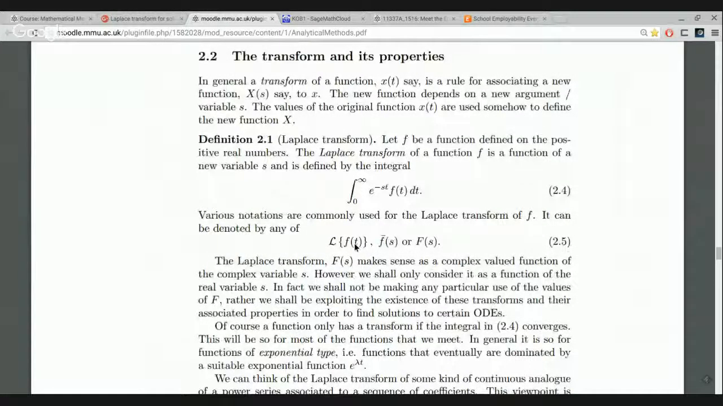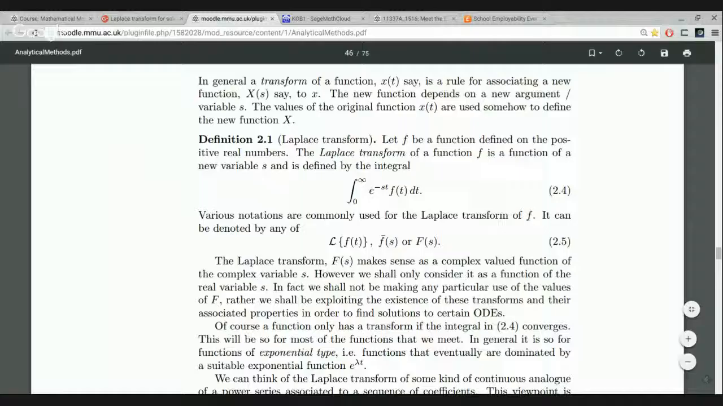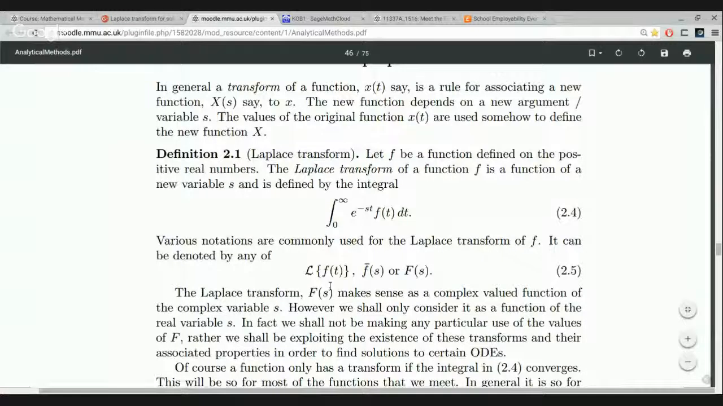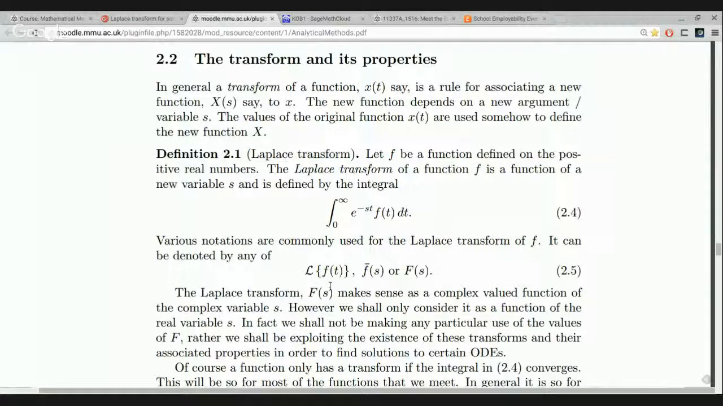Okay, so we're going to continue our work with the Laplace transform. Now, last time we reminded ourselves of the definition. So you can see the definition, definition 2.1 at the beginning of the chapter. So the Laplace transform is an integral transform which you can apply to a function of a single variable t.